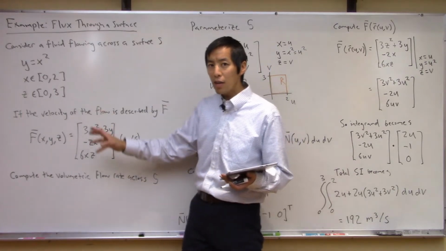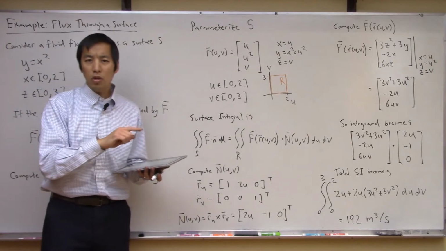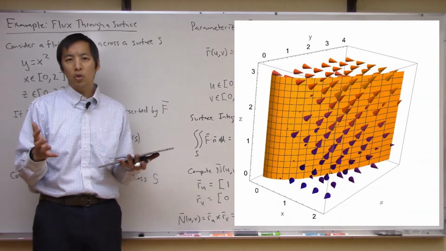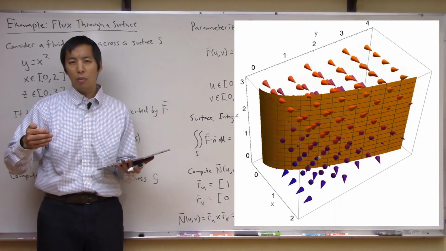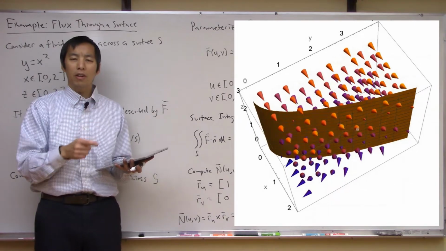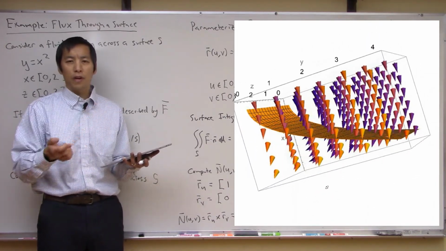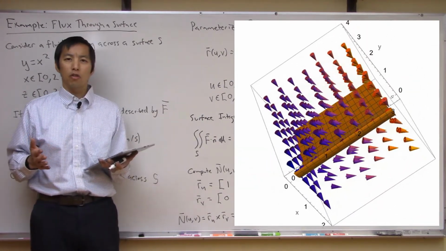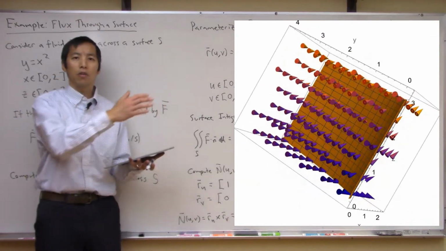And instead of me just trying to talk about this or sketch some horrible pictures on the board, let me show you a little movie animation I made in Mathematica which shows you this situation. As you can see, the surface S is that parabolic sheet, and all of the little arrows in that vector field represent this vector function at any given location. You can think about that vector field as describing the velocity of some fluid flowing across this sheet.